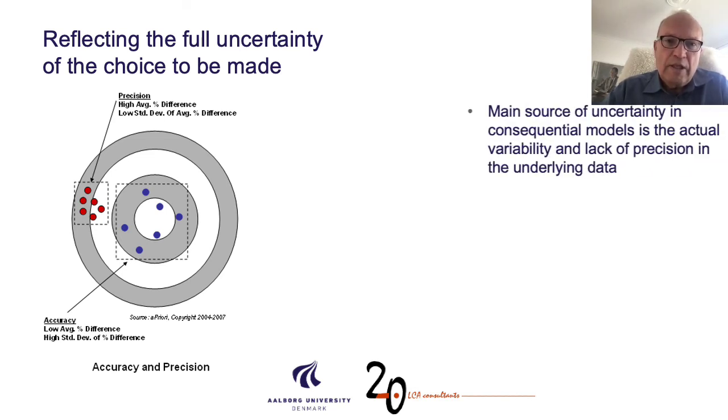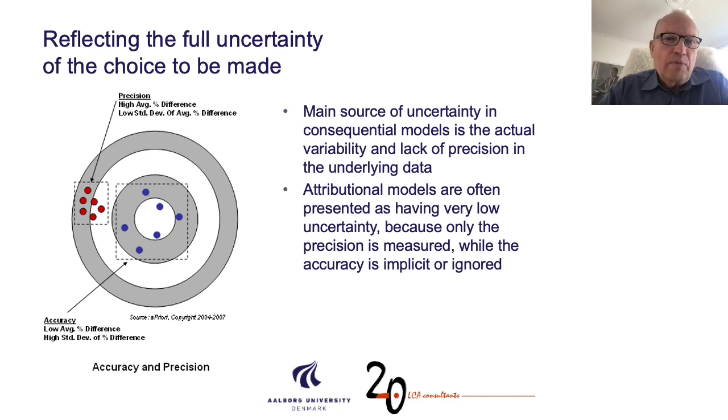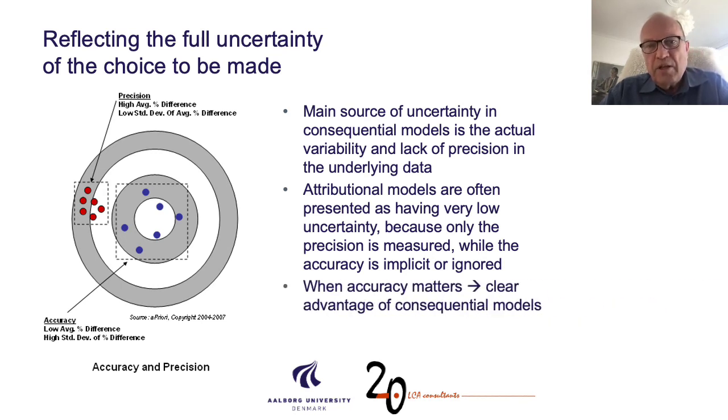The main source of uncertainty in consequential models is the actual variability and lack of precision in the underlying model or in the underlying data. Attributional models are often presented as having very low uncertainty because only the precision is measured, while the accuracy is implicit or ignored. So if you really care about accuracy, then there is a clear advantage of a consequential model, even though it may at first sight look more uncertain.